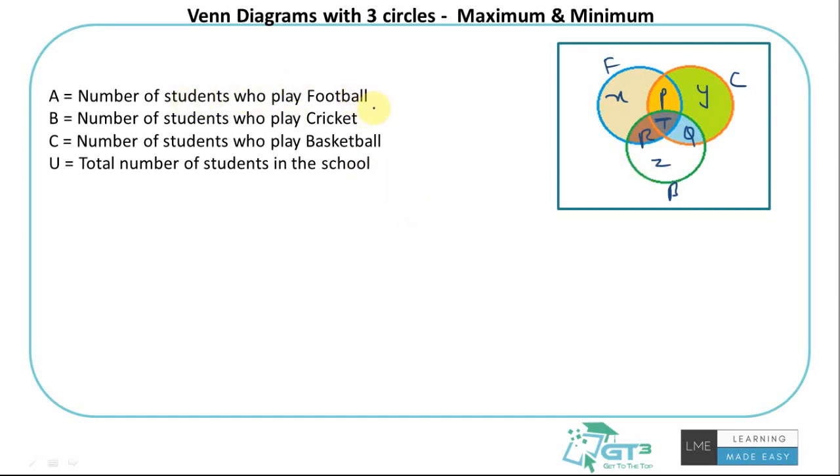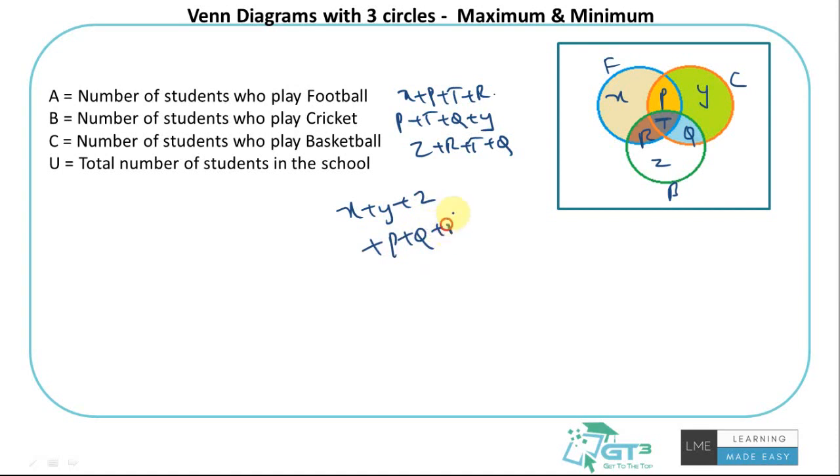So what's the number of students who are playing football? X plus P plus T plus R, right? Similarly, cricket is P plus T plus Q plus Y, and basketball would be Z plus R plus T plus Q. The total number of students in the school would be X plus Y plus Z, that's only 1 game, plus exactly 2 games, plus all 3 games, and I also need to add A, the students outside, so that will be counted as A, right? Altogether we have 8 variables, so we need 8 equations, but they don't give them. So that again makes it a complicated situation.